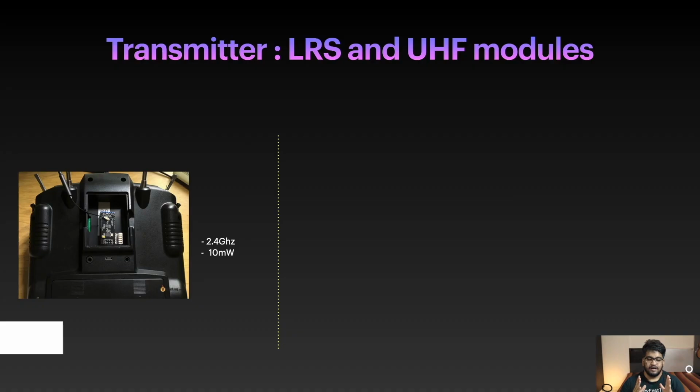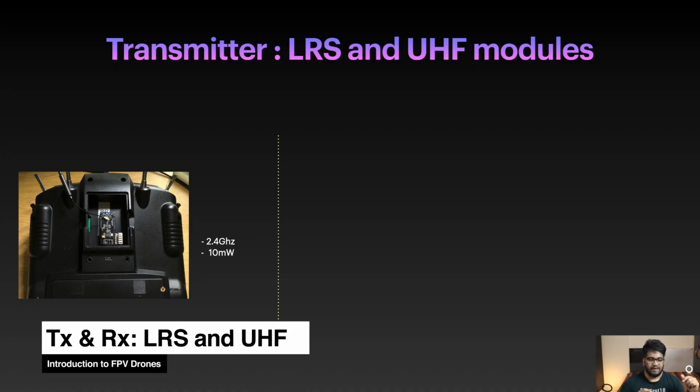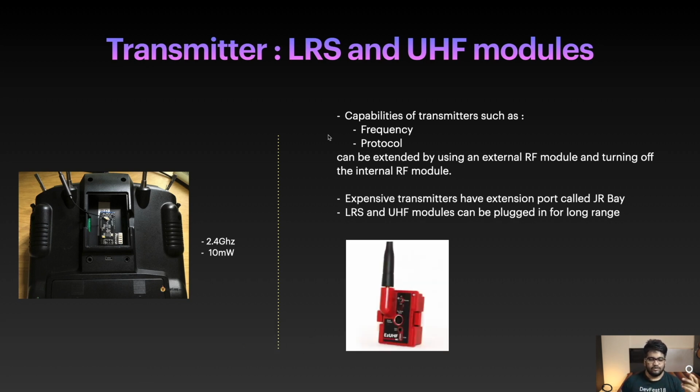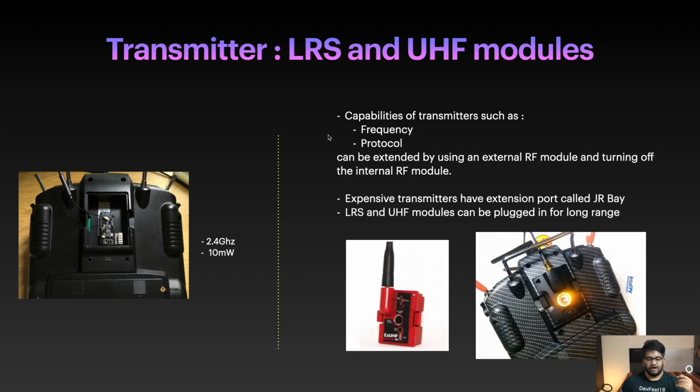Okay, so in the last slide, I told you that the transmitter which we are having out of the box can transmit at 2.4 gigahertz and 10 milliwatt, but that doesn't mean you need to restrict yourself to that frequency, on that power level. Some good transmitters like the one I'm having here have something called a JR Bay, which is exactly like an extension port, where you can put external modules and increase its capability. So for example, you can add something called LRS, which is known as long range system, or UHF, called ultra high frequencies.